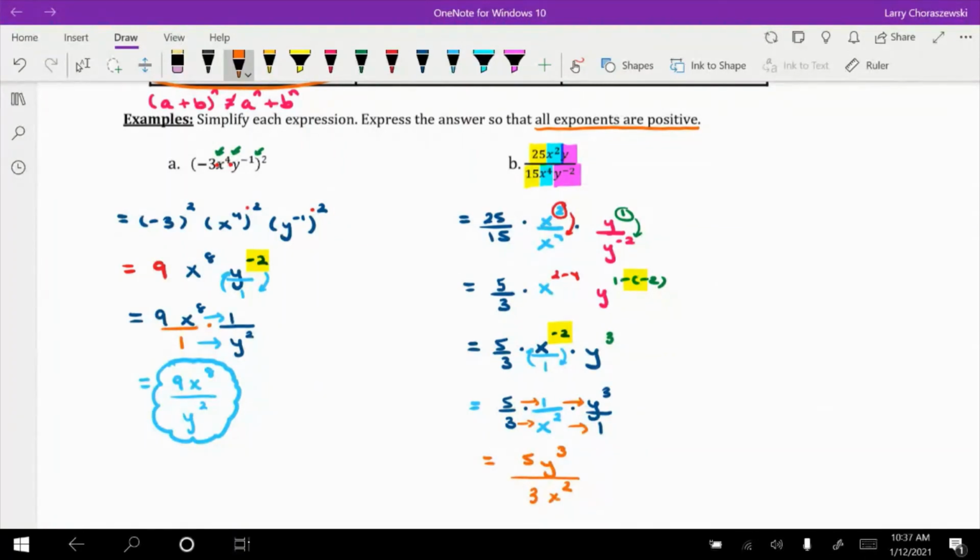And you'll notice that there's nothing really more that we can do. There are no laws of exponents that come into play anymore. All exponents are positive. There's just one copy of the variable y, or one expression involving y, one expression involving x, and 5/3 doesn't simplify. So this is all set and done.